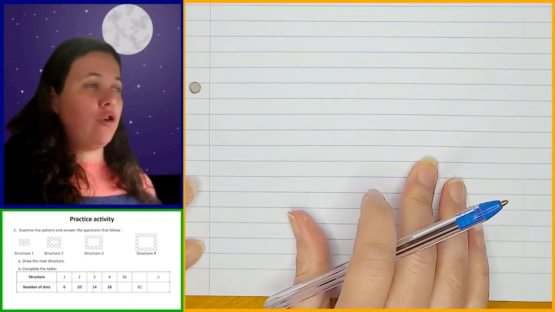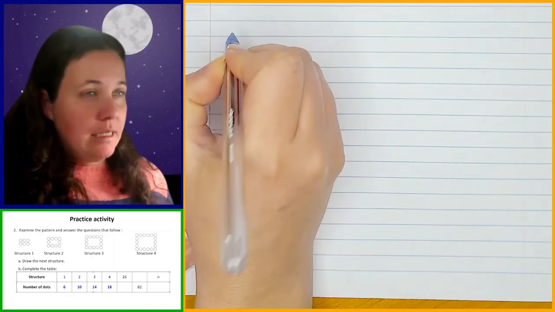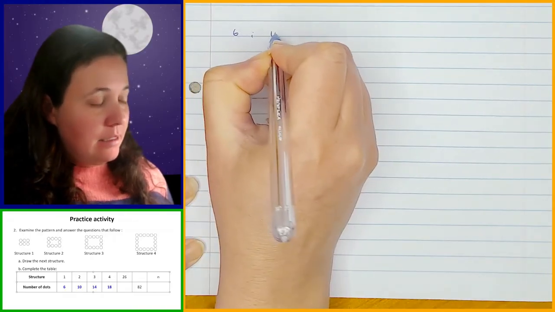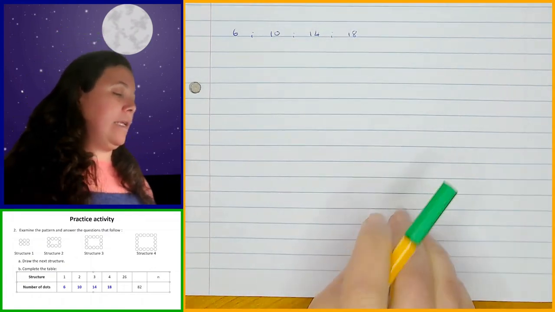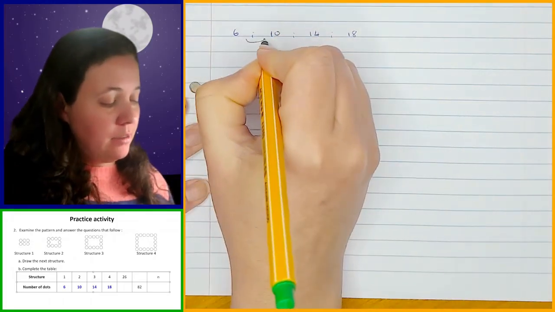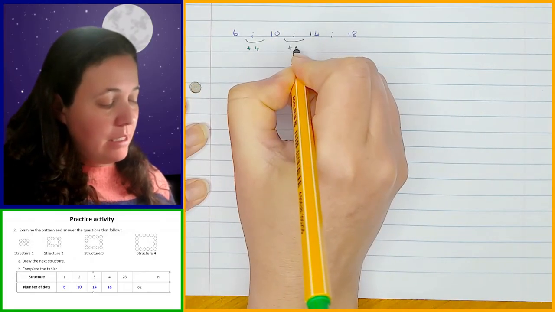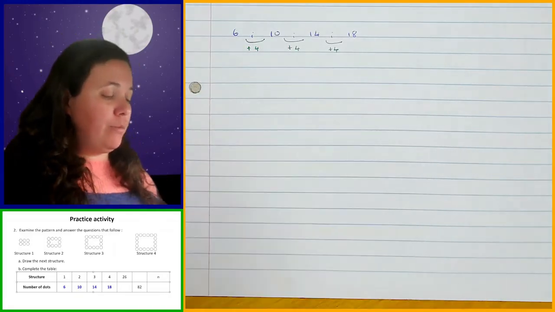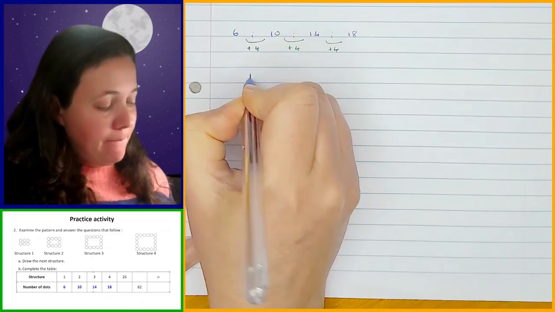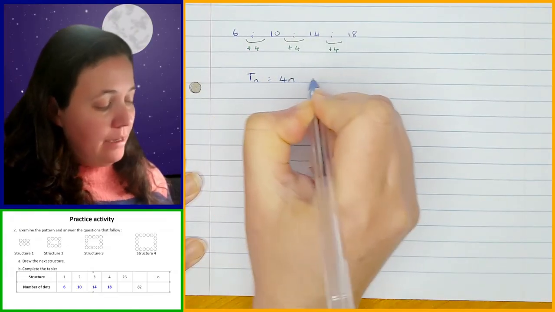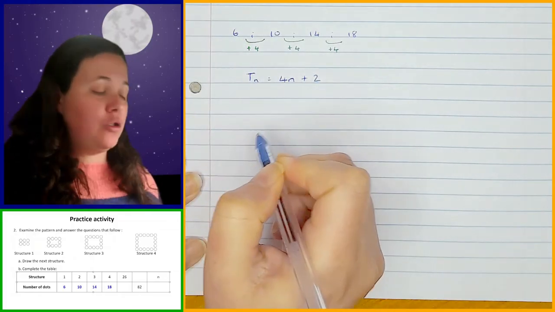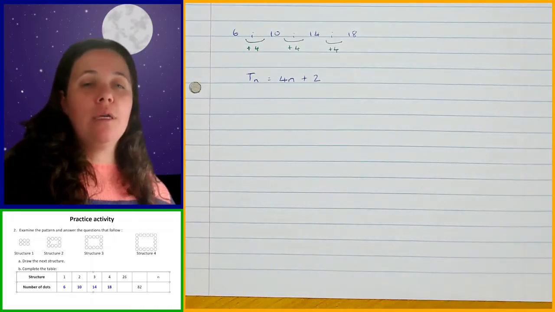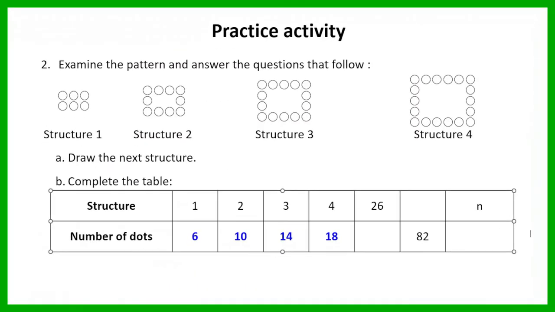So first of all, we've got our pattern, which is 6, 10, 14, 18. So let's see what is going on here. We've got a constant difference of plus 4, plus 4, plus 4, which means that my rule is equal to 4n, and then to get from 4 to 6, I need to add 2. So 4n plus 2. So that's what my rule should have looked like. So in your table over here, you should have had 4n plus 2.